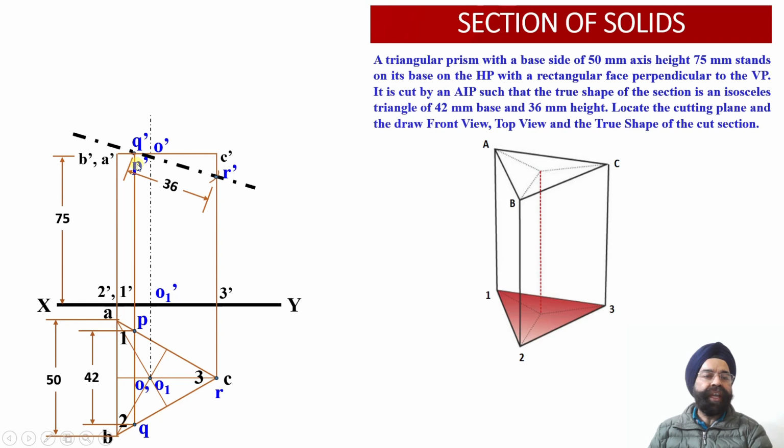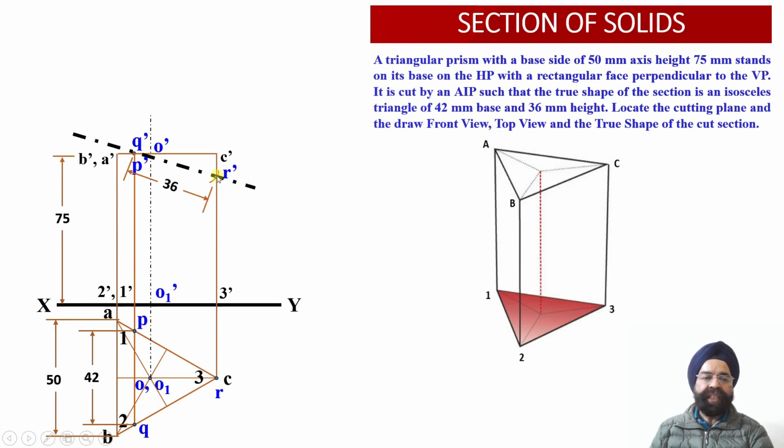Once we join P', Q' and R', we will be able to locate the orientation or inclination of this auxiliary inclined plane with respect to the horizontal plane. If we draw a horizontal projector line over here, we can work out this angle of inclination, 18 degree or 20 degree or 15 degree. So now the orientation of this auxiliary inclined plane has been evaluated.